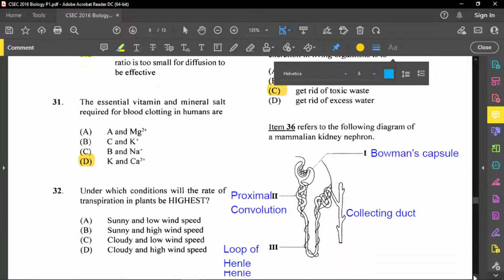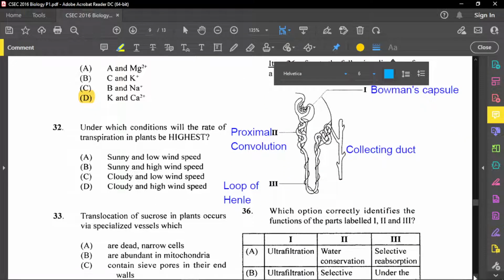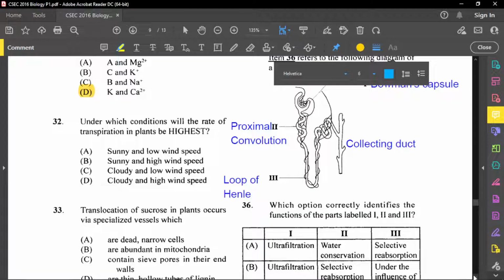So 32. Yeah, I can jump to 32 now. Under which condition will the rate of transpiration in plants be the highest? We're looking for when evaporation will be the highest from a plant. Sunny and low wind, no. Sunny and high wind, yes. That's a good one right there. I'm not going any further, but let's just make sure, because sometimes the answers can be really close. Cloudy. All right, let's not go any further. See, both of them have cloudy. Let's get rid of that. Yeah, 33.